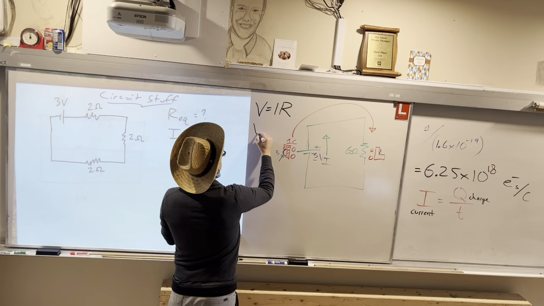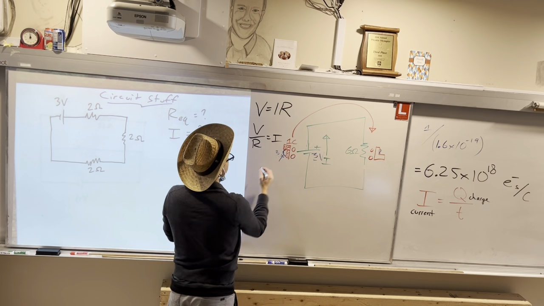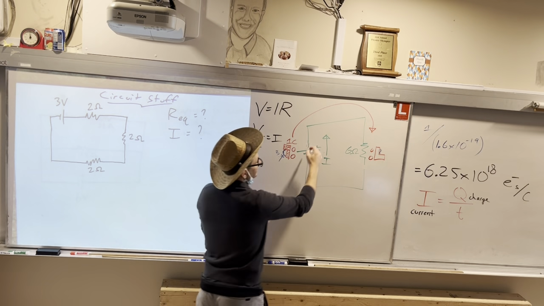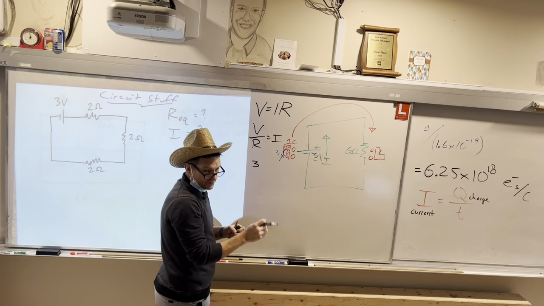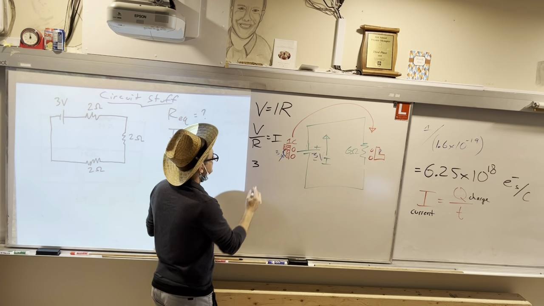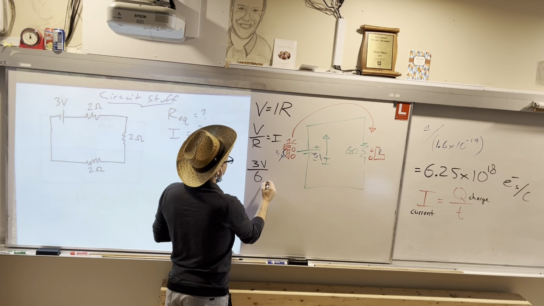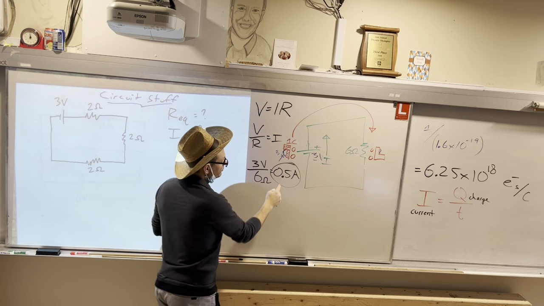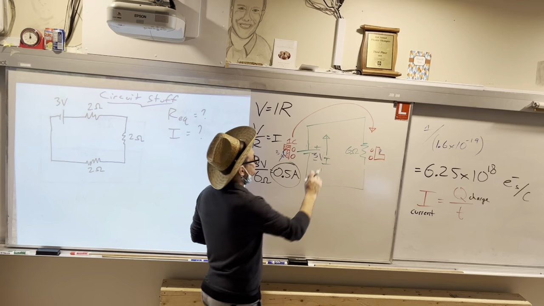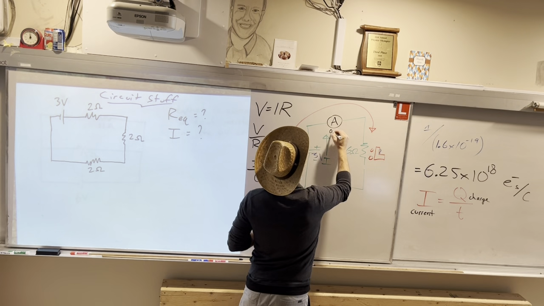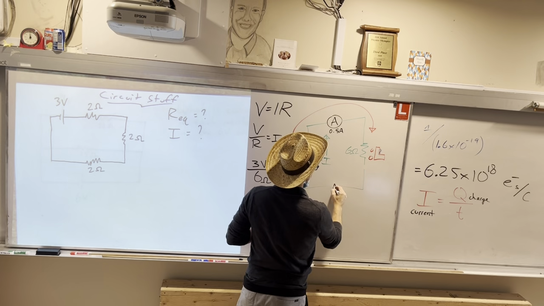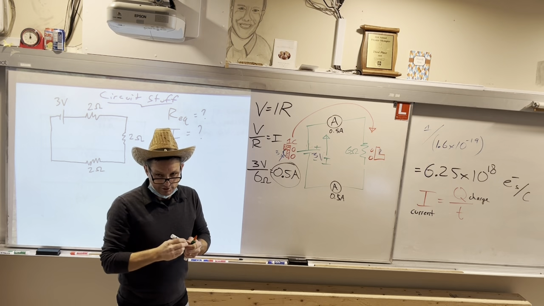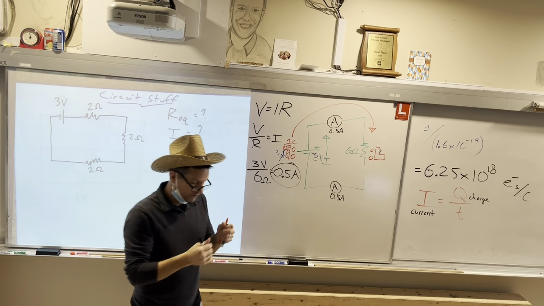So you would say V over R equals I. And our voltage is 3. We don't have any other voltage source, and it's all going to get dropped at this resistor. A little bit left for the wires, but that's negligible. And our resistance is 6, so we'd say 3 volts over 6 ohms is going to equal 0.5 amps. And if you put an ammeter here, it would read 0.5 amps. If you put an ammeter here, it'll read 0.5 amps. Anywhere along there. Good so far? Okay.